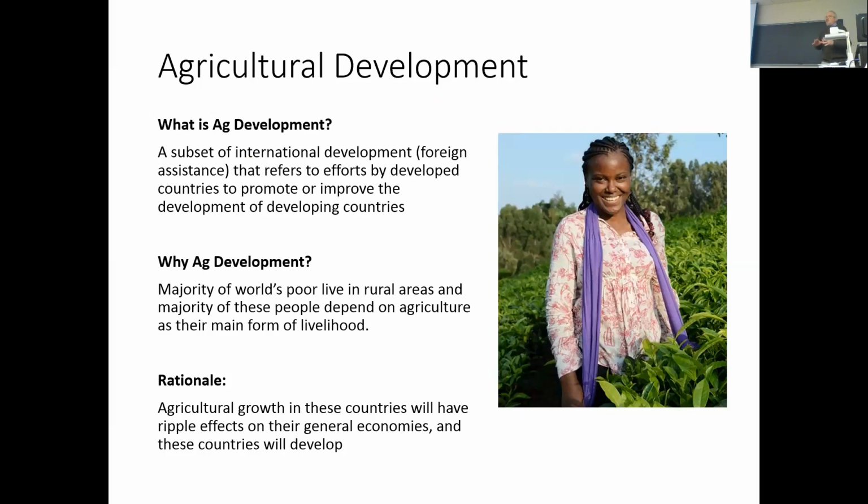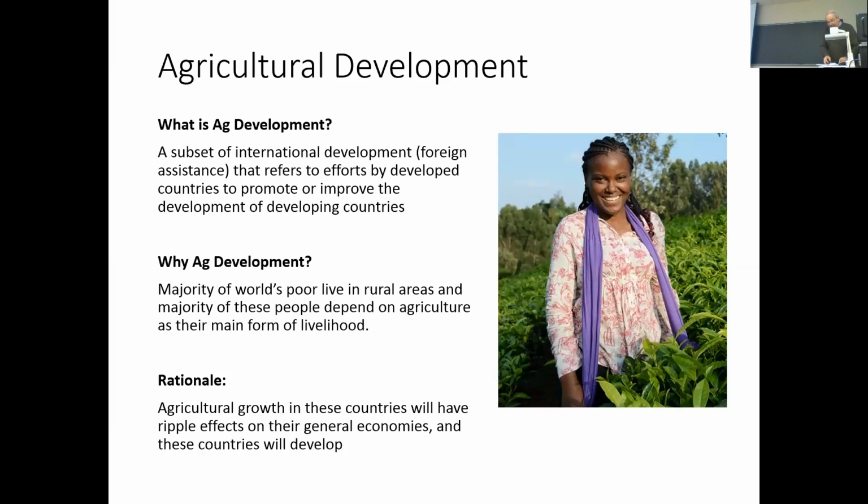And then agriculture development is a subset of that. And really what I'm talking about here are the efforts on the part of developed countries to promote the development of lesser developed countries. That's what development aid is there for.